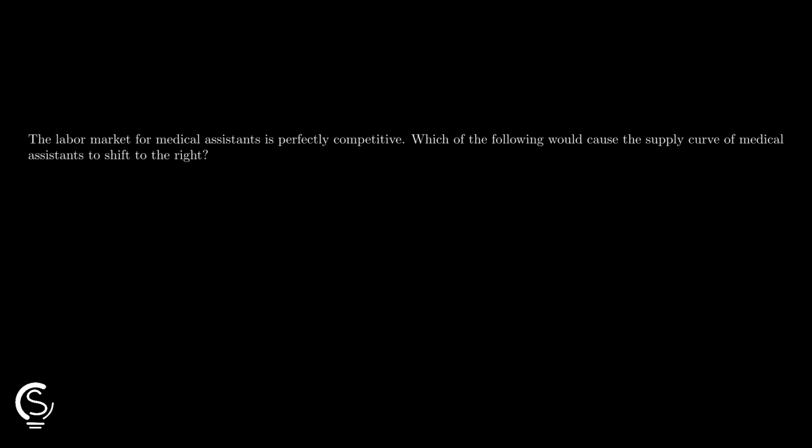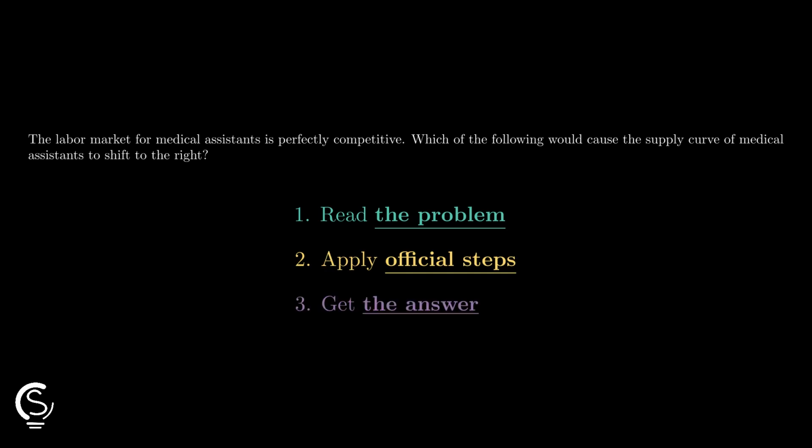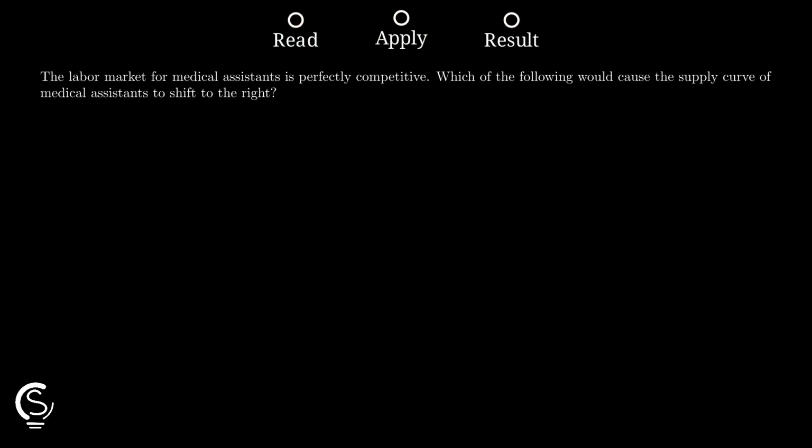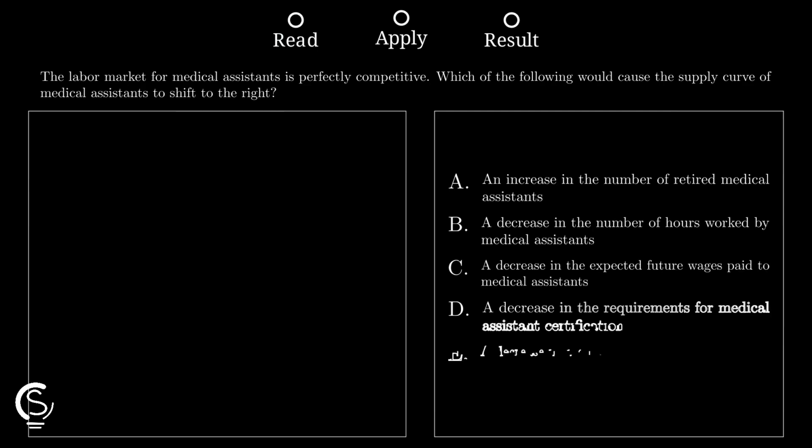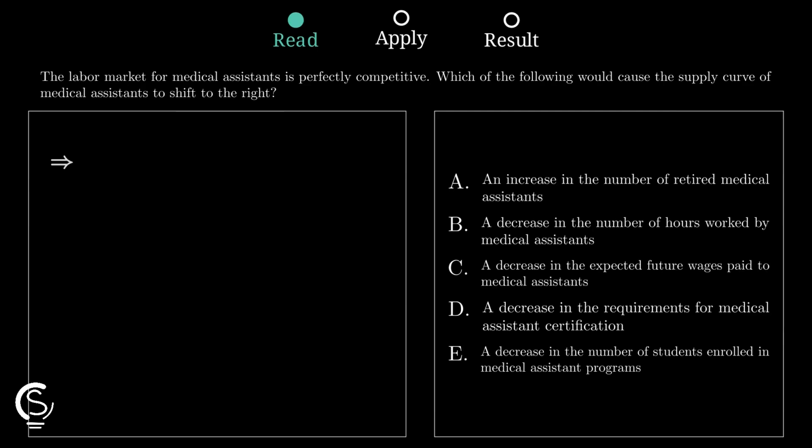Medical assistant labor markets can be tricky, but we can solve this supply curve shift in 3 quick steps. Let's find the right answer together. A rightward shift in the supply curve means that more workers are willing and able to work at every wage level. We need to identify which factor makes entry easier.